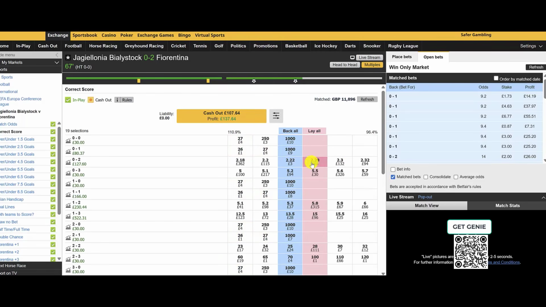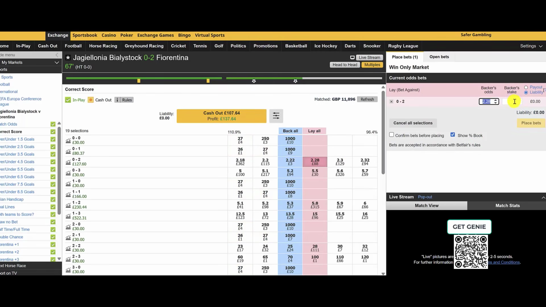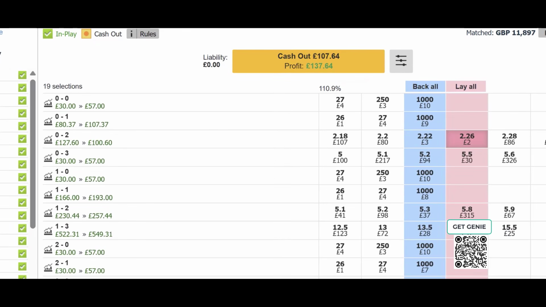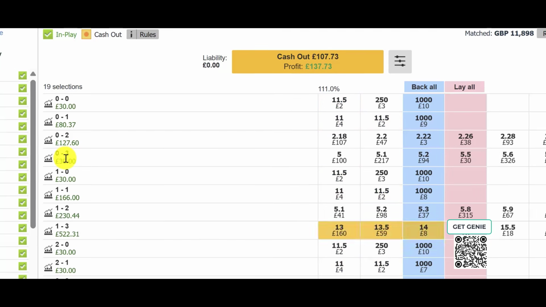So I'm actually going to do something else. Hold on, let's just put in an order here to lay off that once it hits 2.0. So we'll have £100 profit if it remains 2-0 to Fiorentina. We will take a bit of a hit to our profit if Fiorentina score again, but that's a risk.